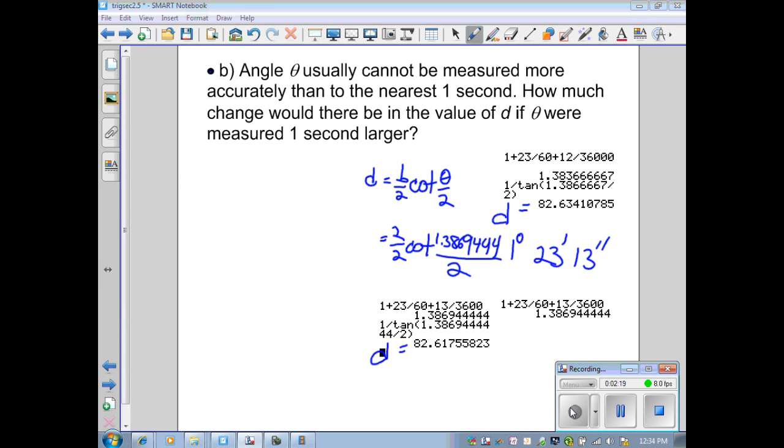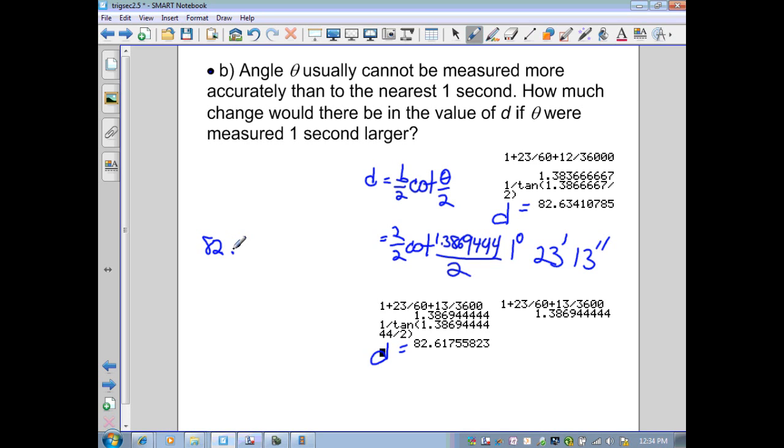Now all I need to do is find the difference between my two values, which here is 82.6341 minus 82.6176. So approximately we have a change of 0.0170 centimeters. And if you take a look at our situation, our first value of D was 82.63, and the second D is 82.617. So as my angle increases, my D is going to shorten.